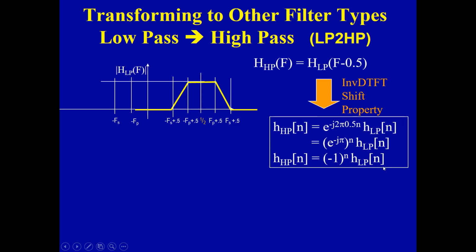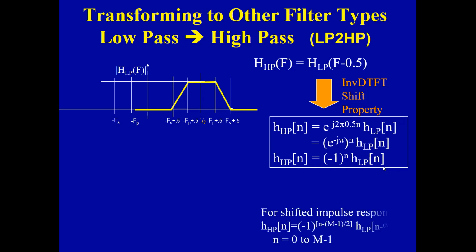How you implement that is actually multiplying every value of the low pass filter by either 1 or minus 1, depending on the value of n. If n is odd, we multiply it by minus 1. If n is even, we multiply it by 1.